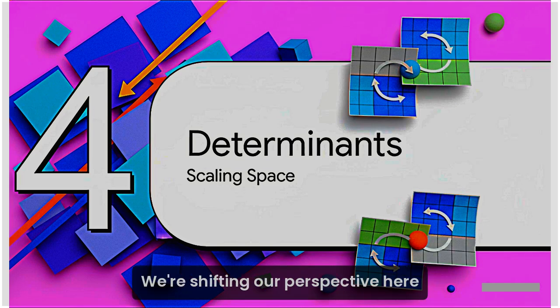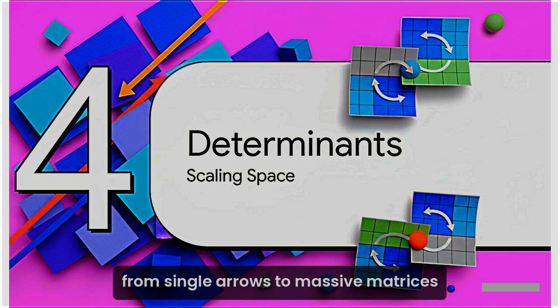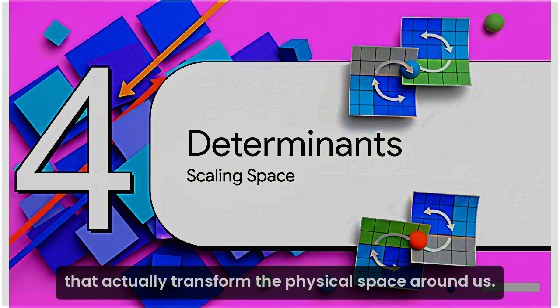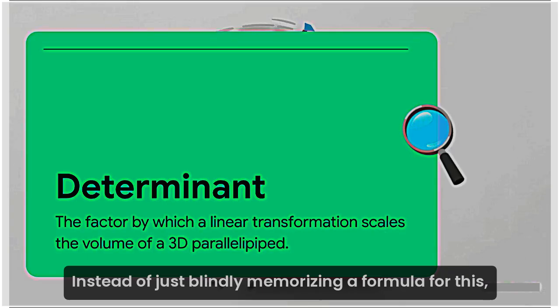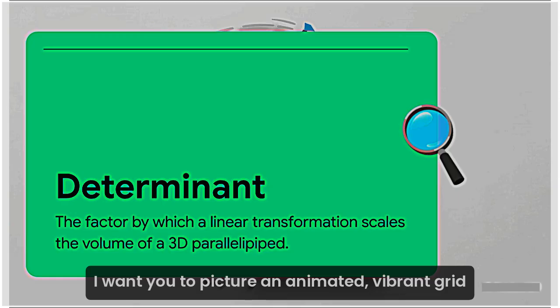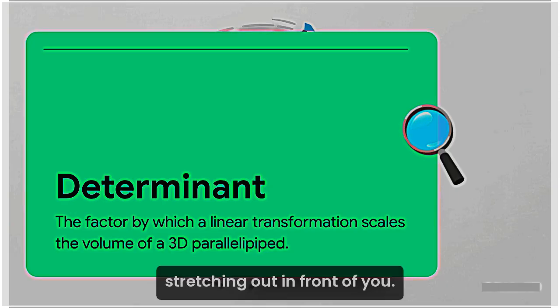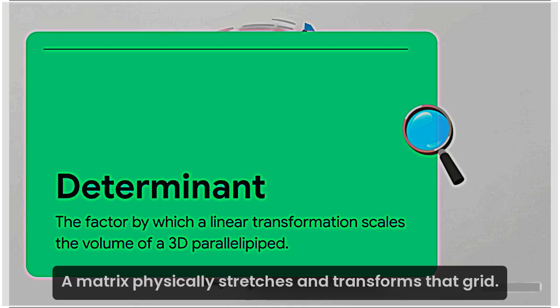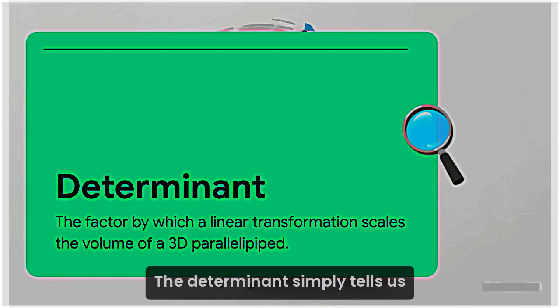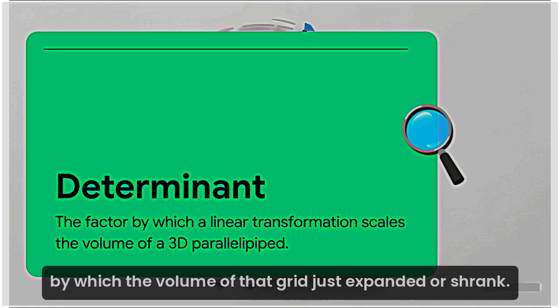We're shifting our perspective here from single arrows to massive matrices that actually transform the physical space around us. Instead of just blindly memorizing a formula for this, I want you to picture an animated, vibrant grid stretching out in front of you. A matrix physically stretches and transforms that grid. The determinant simply tells us the precise mathematical factor by which the volume of that grid just expanded or shrank.